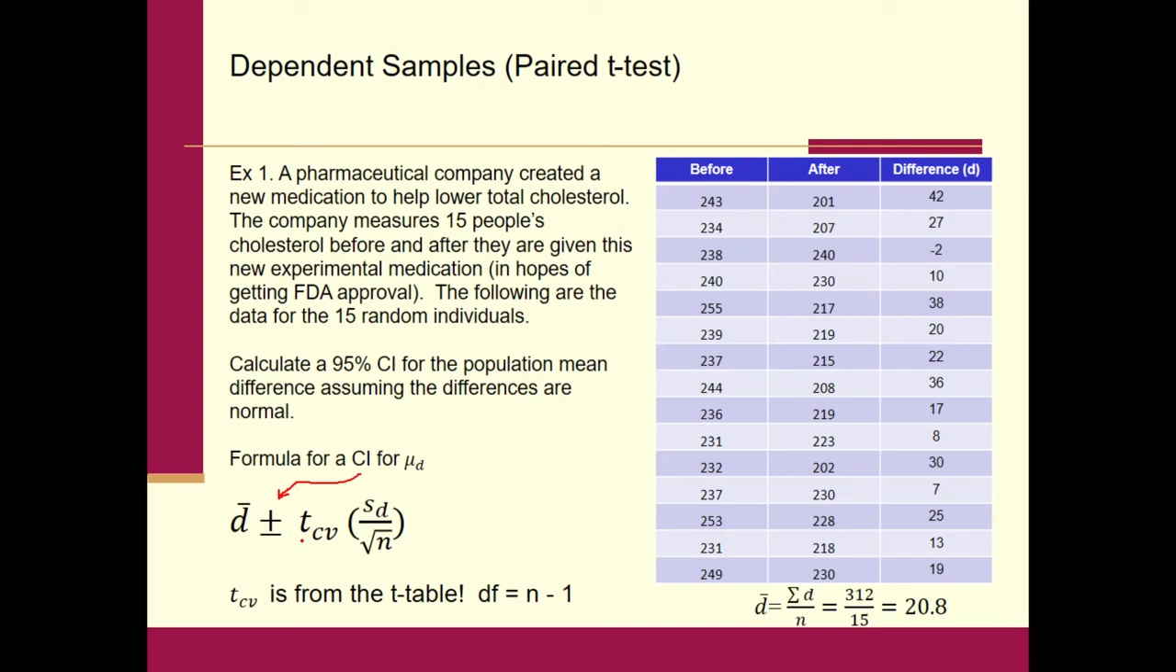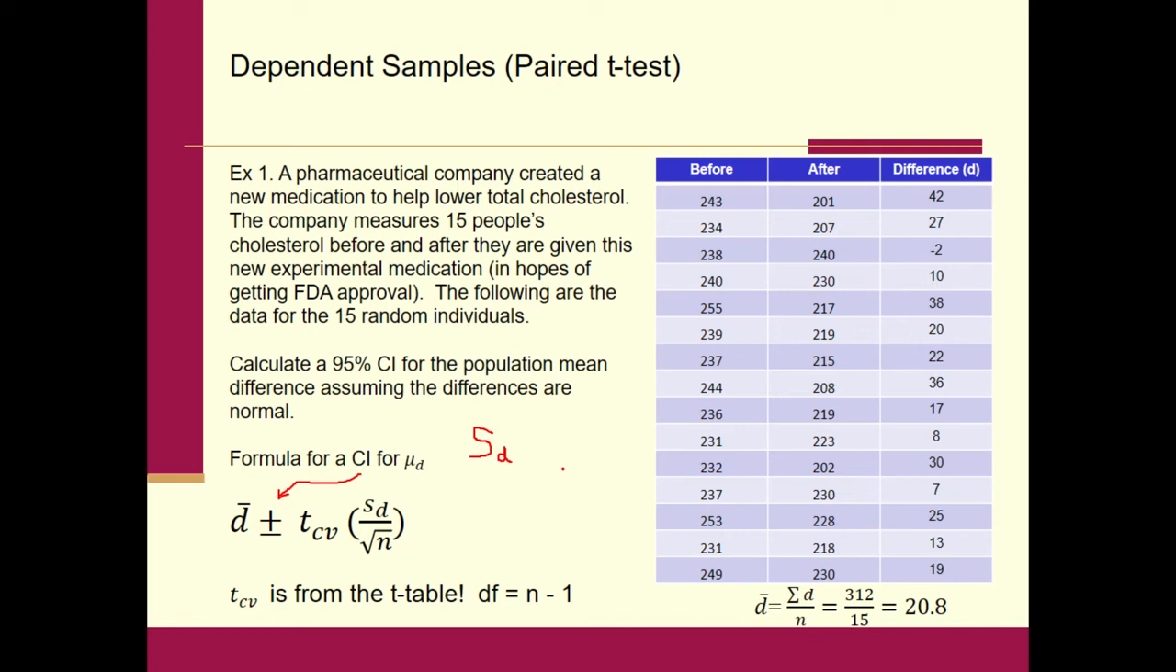Now that should not surprise you, and I'll explain why here in a second. Then we have the standard error as the standard deviation of the D's. It's S sub D divided by the square root of n. All right. Now, this formula should look awfully familiar to you without thinking about it too much.